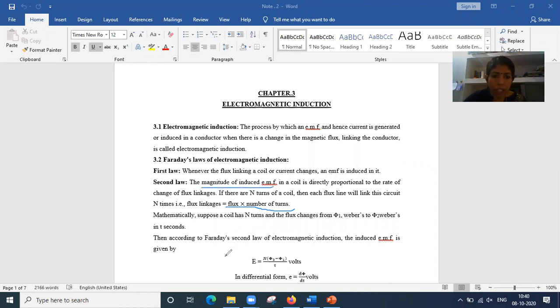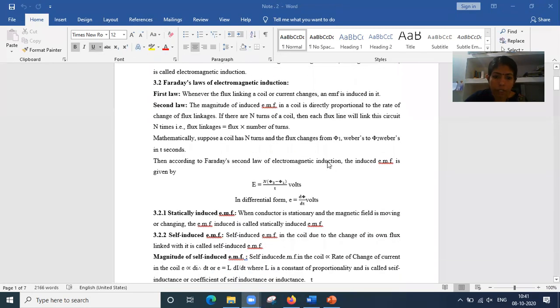Okay. Then according to Faraday's law of electromagnetic induction, we can write the induced EMF E is proportional to n, the number of turns, into the change in flux, phi 2 minus phi 1, divided by time, or we can write it as d phi by dt volts.